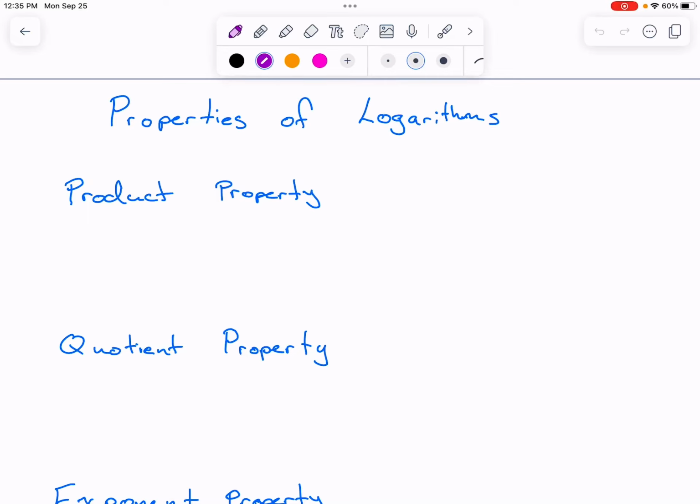There are a few log properties you need to know for this unit. The first one we're going to go over is the product property. When you have a log, it doesn't matter what the base is, let's just call it base 2, whenever you have two things that are multiplied inside of a log, this is equivalent to writing two logs with the same base, one for x and one for y, where we add the two logs.